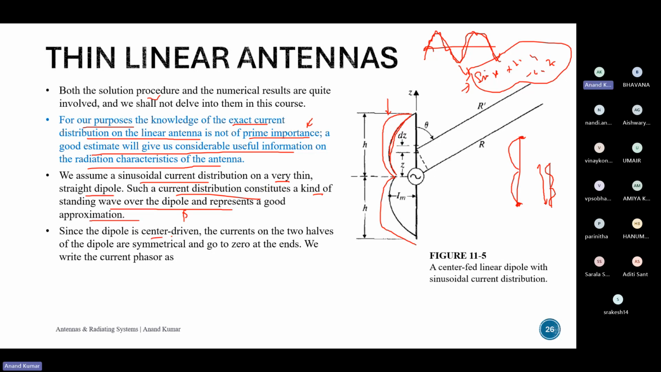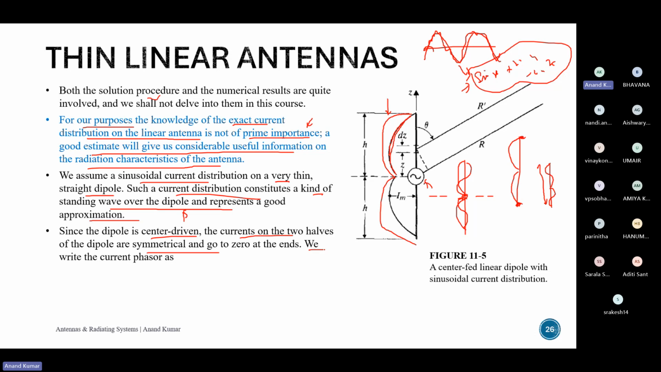And since the dipole is center driven, the current on the two halves of the dipole is symmetrical. As seen over here, we are feeding it from the center. So we are giving some voltages and currents over here, and both sides of the dipole will have a similar current. For example, if we're feeding it over here, it can either look like this, or it can look like this, or some form of fashion. So basically, it will be symmetric along this line.